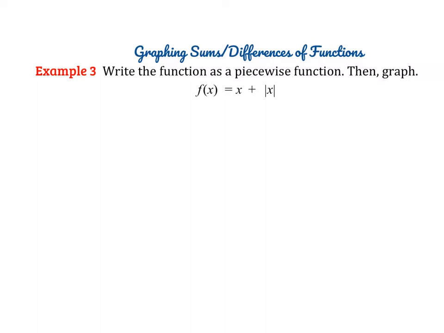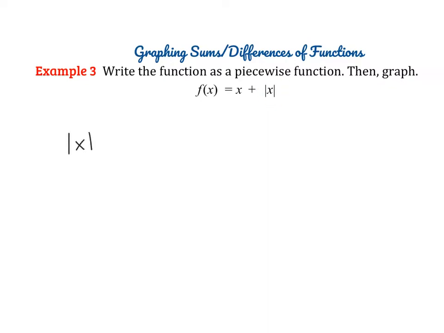All right, so now we're going to talk about how to graph the sum and difference of functions. So here in this first example, we have f(x) equals x plus absolute value of x. So here we're doing the sum of a linear and an absolute value. So we're going to need to add up their individual equations, which means I am going to need to define this as a piecewise function.